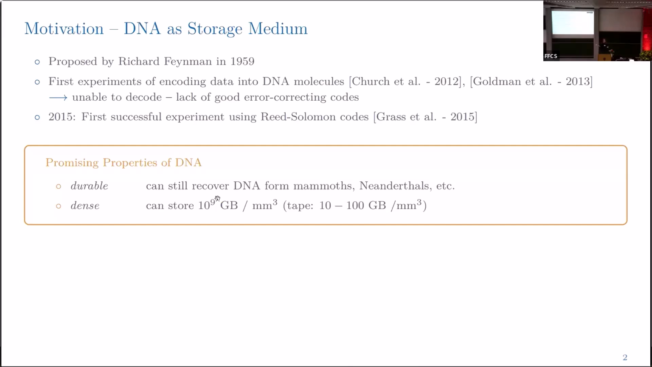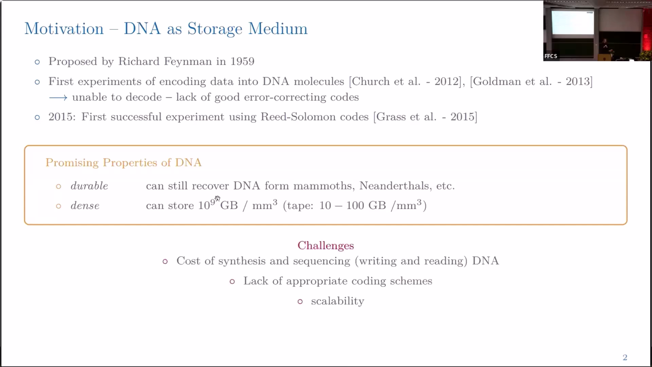Everything sounds very nice, very promising, but there is, of course, a but. We have a lot of challenges. For now, writing on the DNA and reading it back is very costly. Of course, the prices decrease, but this is still a drawback. Also, the coding schemes that we have for now are okay, but not good. So we need better coding schemes. And of course, the complexity and scalability of these things is not yet good enough. So here is where coding theory comes in.